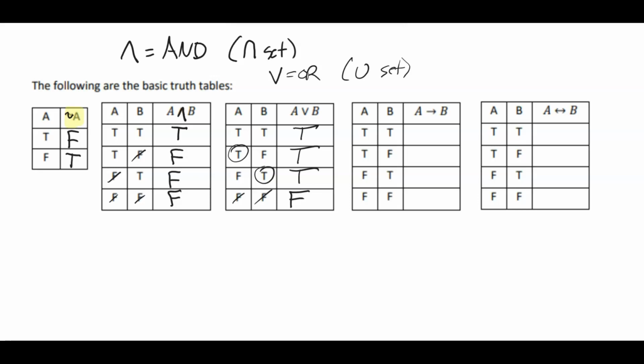So what we see is the OR is almost always true. The only way an OR is false is if they're both false. Whereas with the AND, the only way the AND is true is if they're both true. Okay, so essentially with the ANDs, if you see a false, the answer is false. With the ORs, if you see a true, the answer is true.